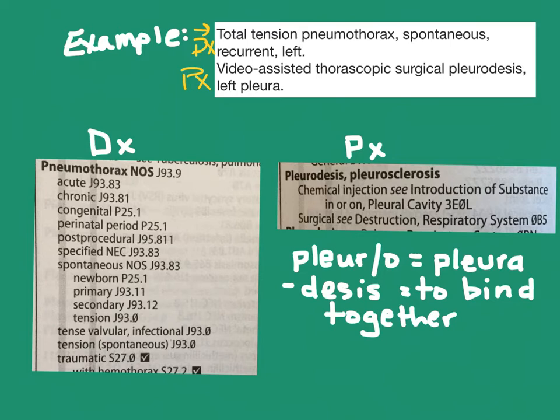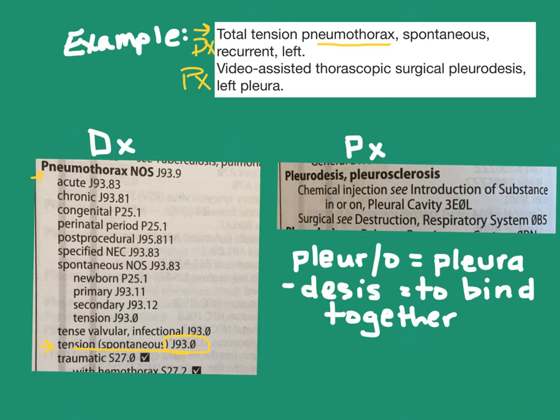So let's first take a look at the diagnosis. So here we have the pneumothorax. Basically, this just means that we have air or gas that's collected in the pleural cavity, so that space between the lungs and the chest wall. So first we'll find the main term of pneumothorax, find our subterm for tension, and spontaneous is also pulled in here. This leads us to code J93.0.